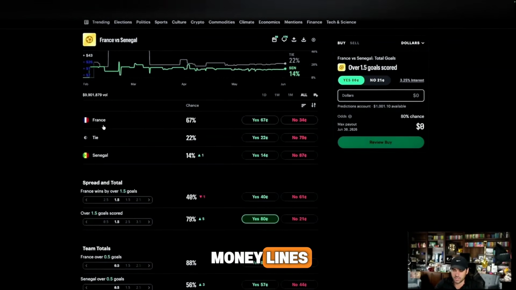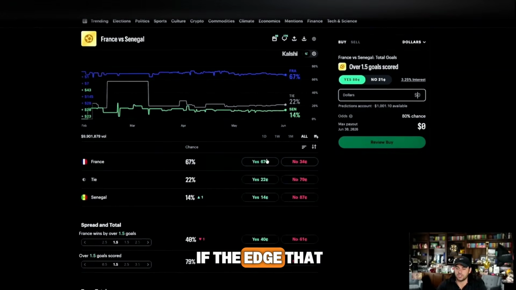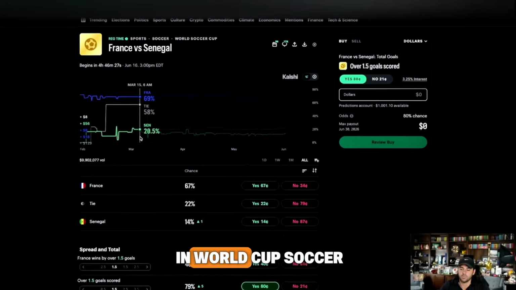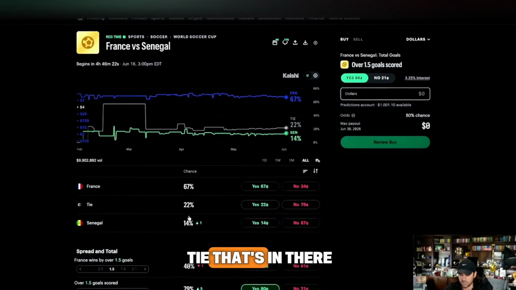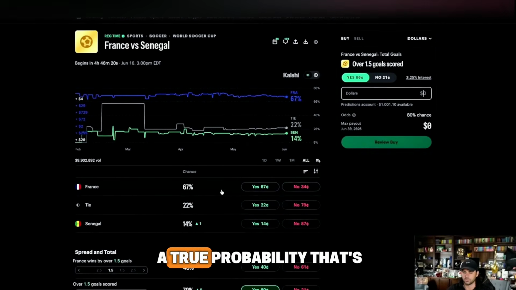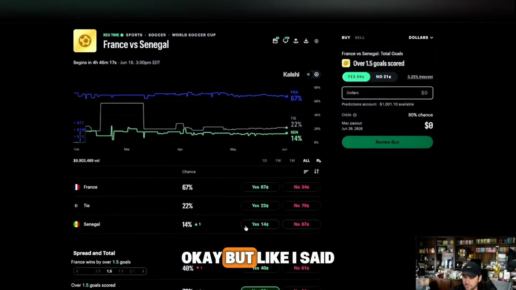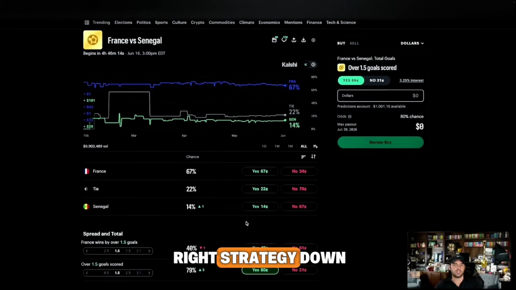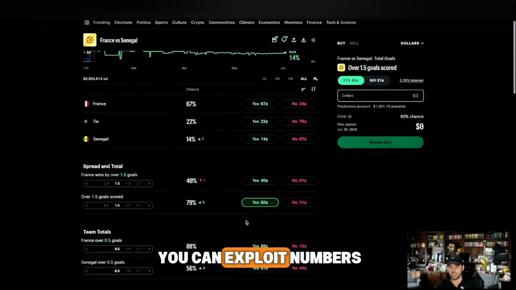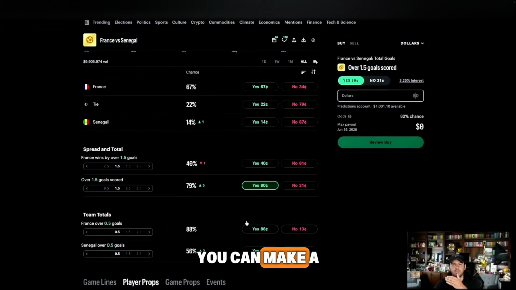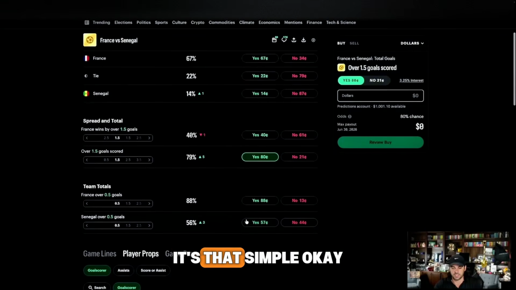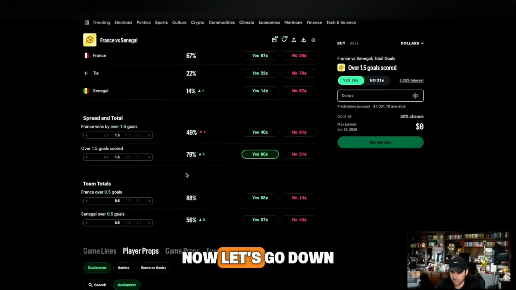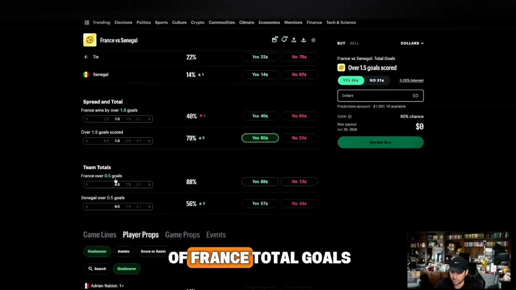Now, as for the money lines, we don't really know what edge we're going to have here, because it's very hard in World Cup soccer to get an edge in the group stages because you have the tie that's in there as well. Very hard to get a true probability that's going to work there, okay? But like I said, if you have the right strategy down and you understand how you can exploit numbers on Kalshi, you can make a ton of money because you will never get limited, okay? You will literally just take money from everybody else that's in the pool. It's that simple.